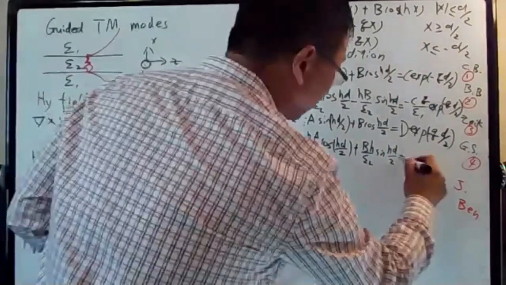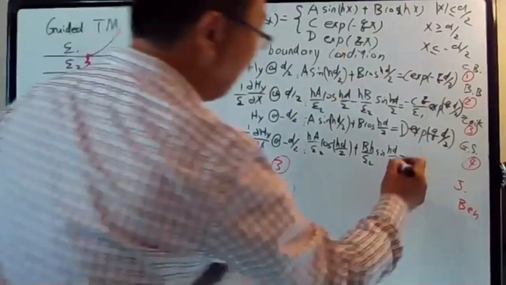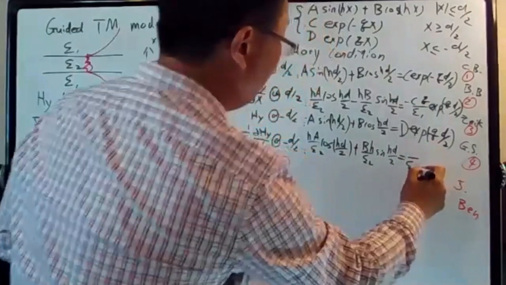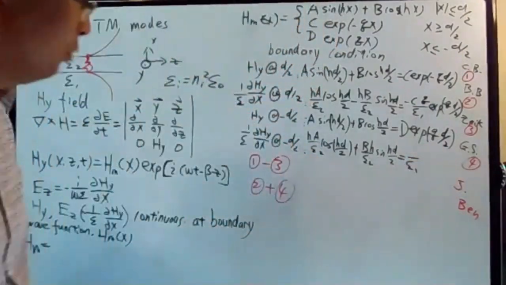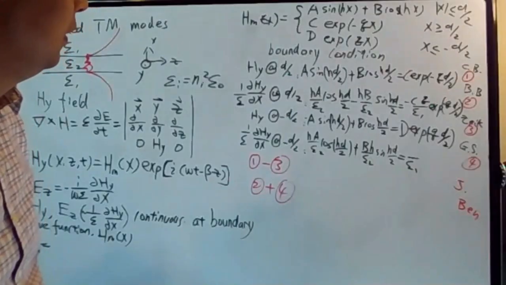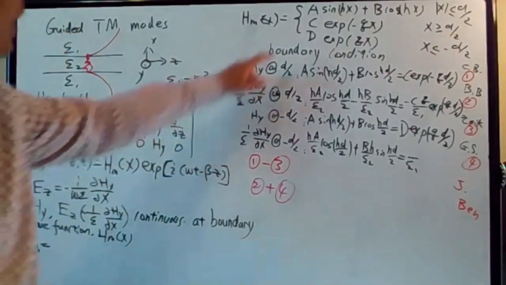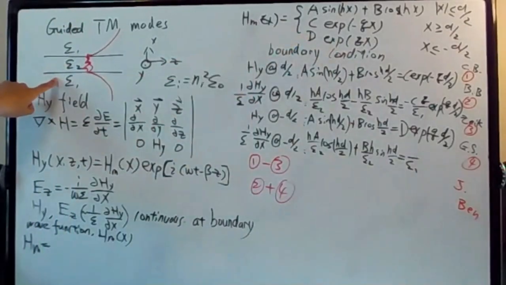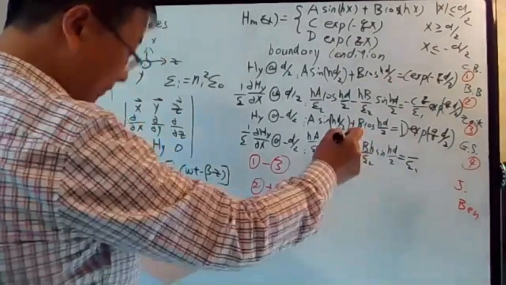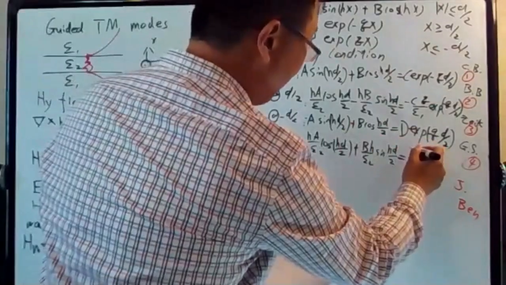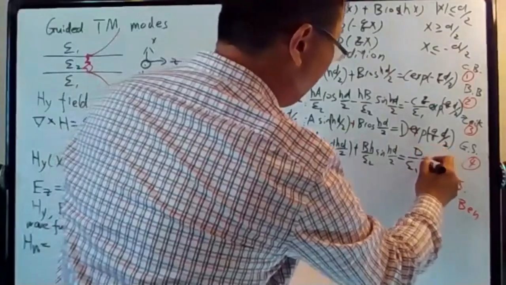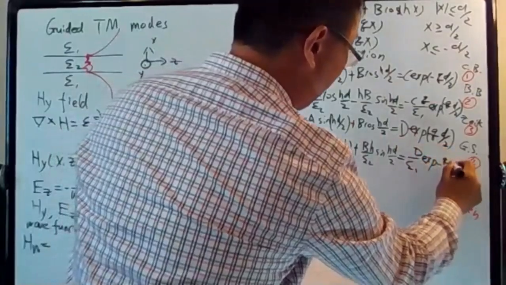Okay, and then it is equal to 1 over epsilon 1, or no, 2. Is that 1 or 2? So first, are you looking at region 3, right? Yes, region 3. So should it be epsilon 1 or epsilon 2? Epsilon 1. Thank you. Then negative d exponent negative q d over 2.